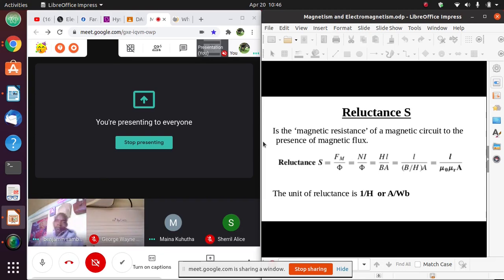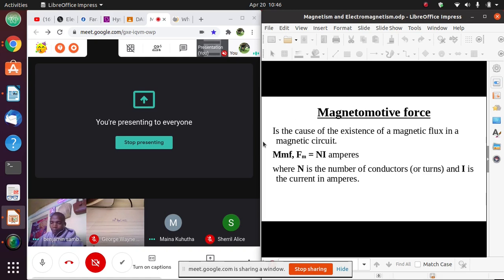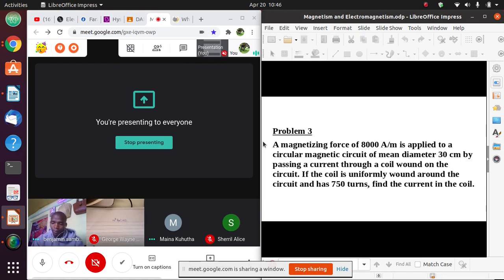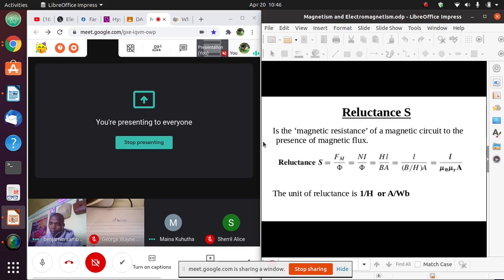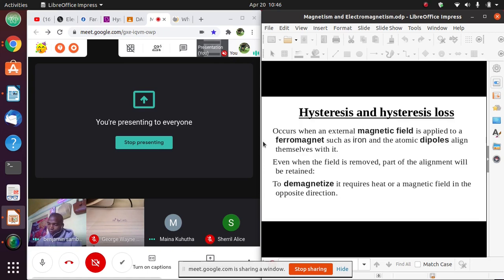Now, last time tuliongea mambo we mentioned some terms ambazo tunapata katika magnetism na electromagnetism, and we did some calculations. So the last thing we mentioned ni reluctance, na tukafanya hesabu. Now leo tutaingia mambo ya hysteresis.